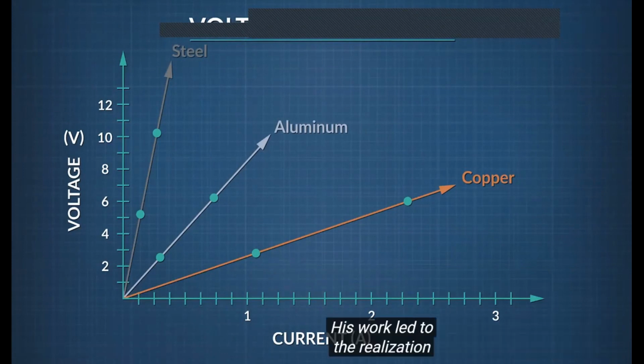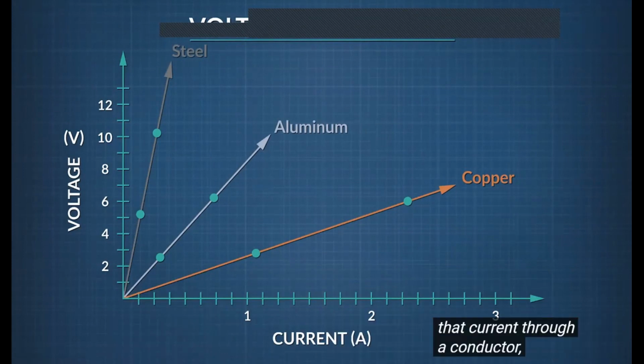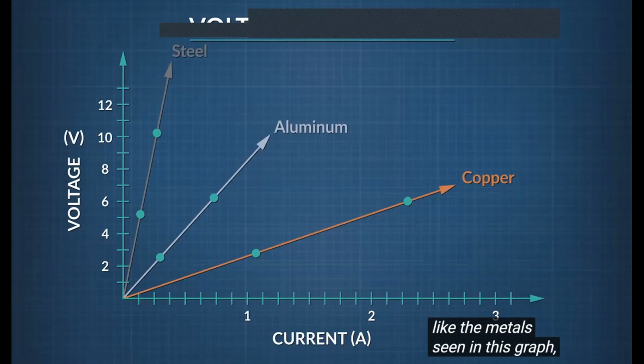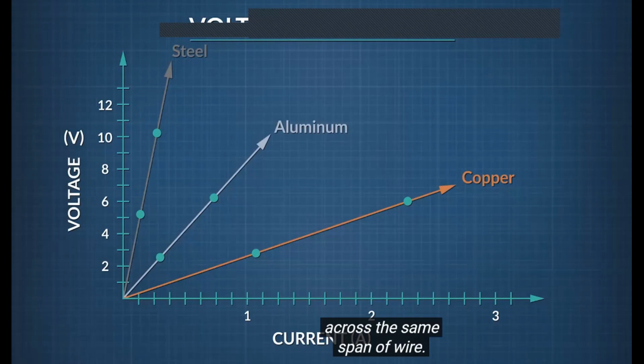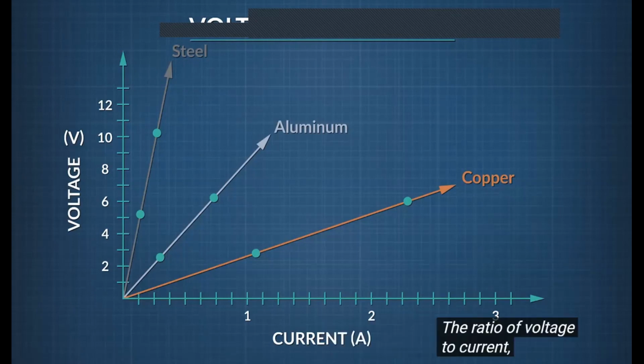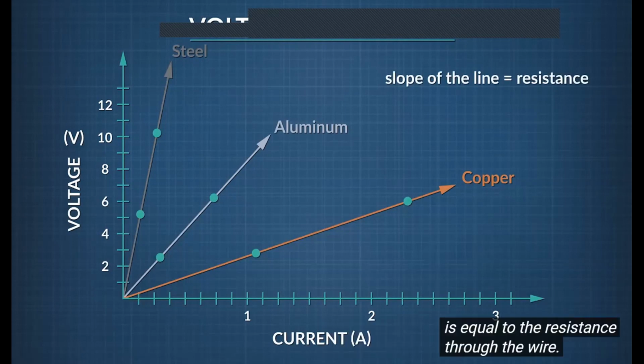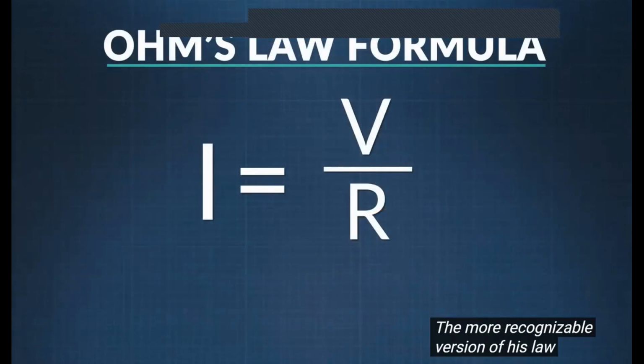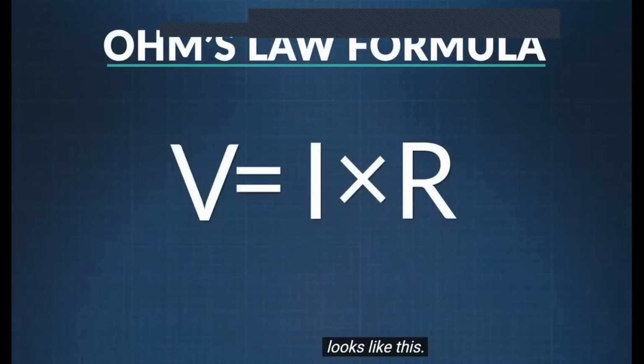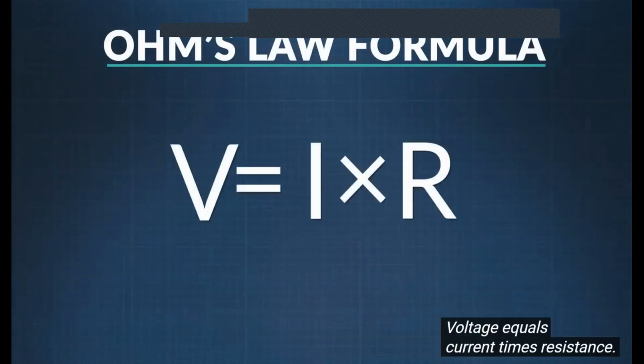His work led to the realization that current through a conductor, like the metals seen in this graph, is directly proportional to the voltage across the same span of wire. The ratio of voltage to current, the slope of these lines, is equal to the resistance through the wire. The more recognizable version of his law looks like this. Voltage equals current times resistance.